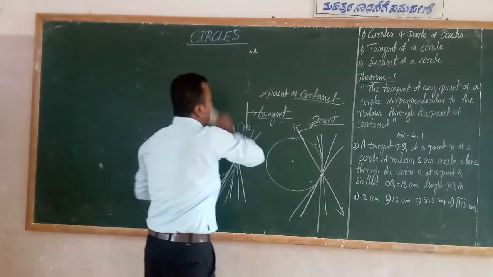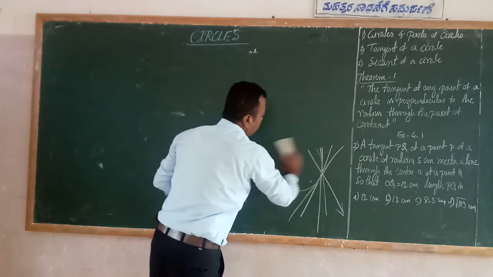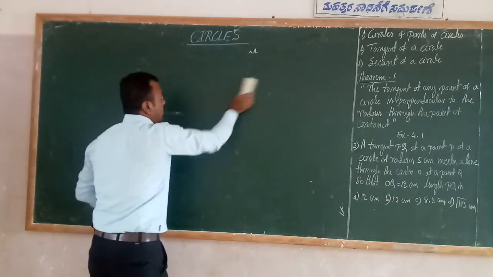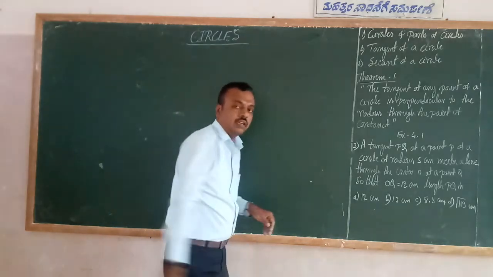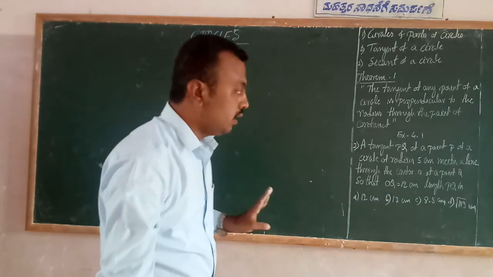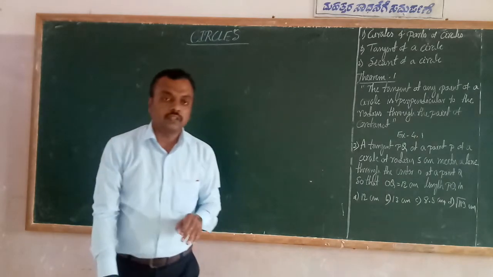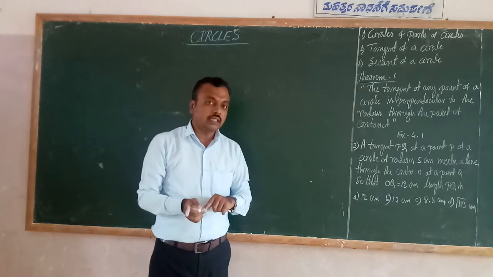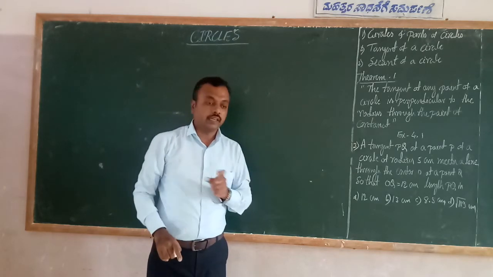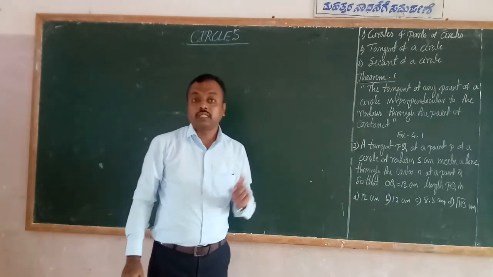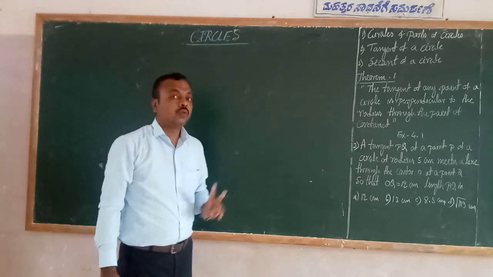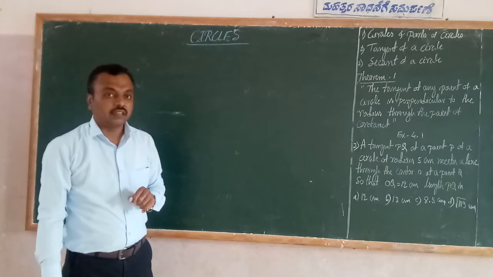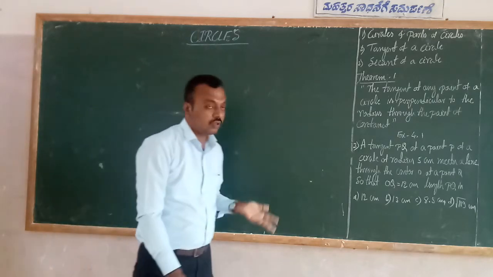so these are the tangent and the secant. Have you understood what is meant by a tangent, a secant of a circle, and the point of contact? What is the difference between the secant and tangent? A tangent intersects at only one point, but a secant intersects at two distinct points. That is the difference between the tangent and the secant. Okay? Shall we go to the next one?